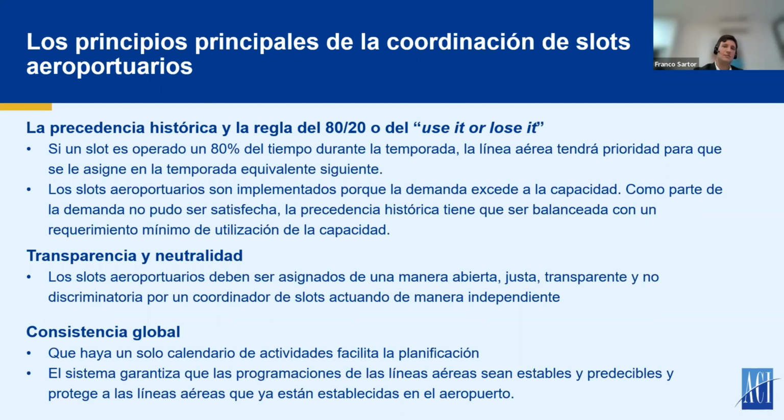Now we go on to the next principle that we identified as fundamental during the coordination process of airport slots, which is transparency and neutrality. This means that even though it seems logical, the airport coordination process must be guided by transparency and neutrality. The slots coordinator, the one that awards slots, should not favor a determined airline when they assign slots beyond the preference criteria that the process itself has.